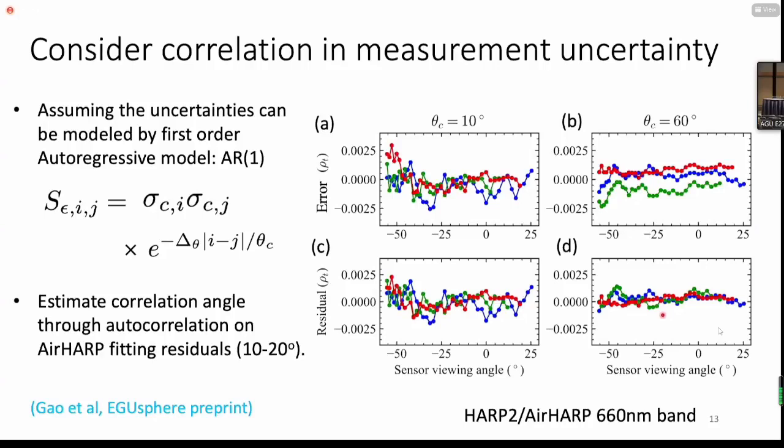Another mystery is how much correlation is really there in the real data. To understand it, we computed the correlation from the fitting residuals. Our estimation is that the correlation angle is probably larger than 10 to 20 degrees for reflectance, and there's a smaller value for degree of linear polarization. You can find our study in the preprint from the AGU fall meeting, which is publicly available if you're interested in the details.